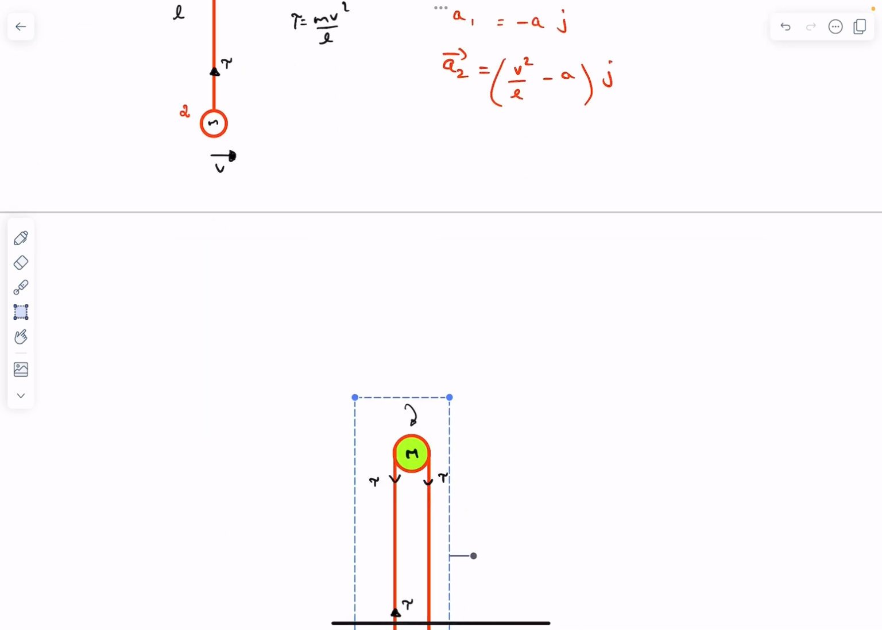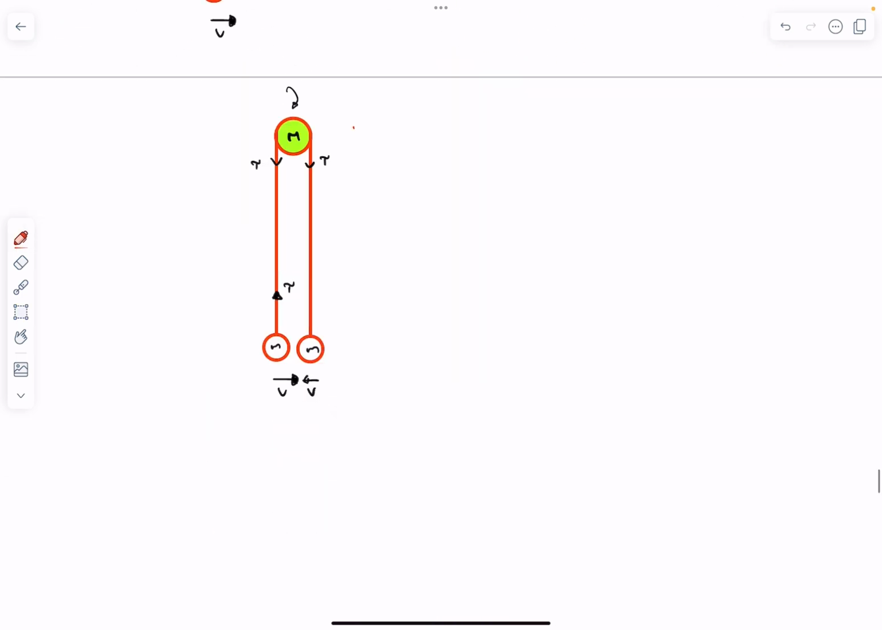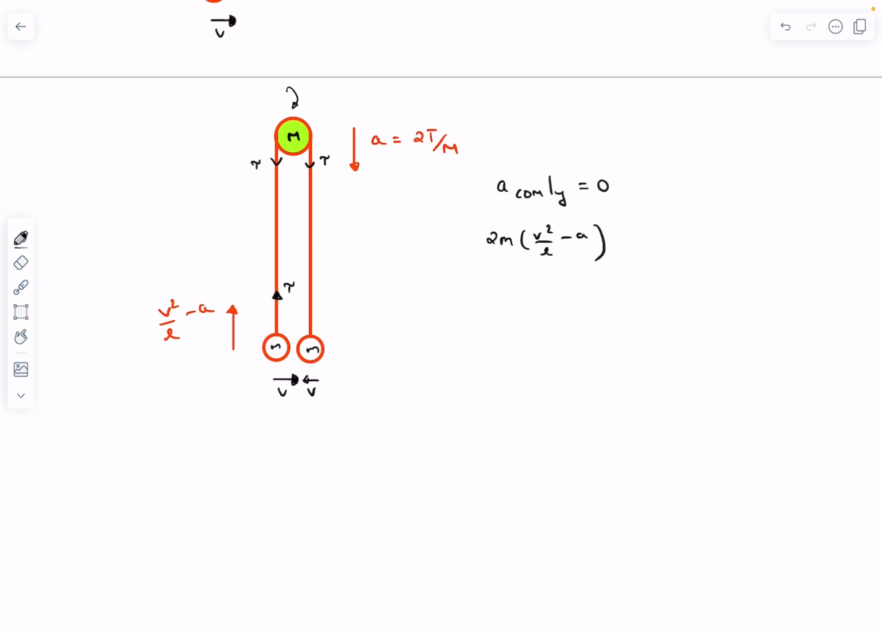Let's draw the diagram once again. The acceleration of capital M is a, which is 2T by capital M, and the acceleration of both the small m masses is v squared by L minus a in the upward direction. Now you can either use the FBD of small m, or use the fact that the acceleration of the center of mass in the y direction is 0. This would mean 2m into v squared by L minus a. How did I write this? This is just sigma m_i a_i, so this is m times a plus m times a.